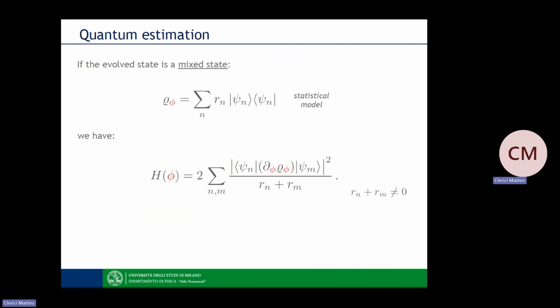Finally, to complete this brief introduction to quantum estimation theory, single parameter at least, if you have a mixed state, then you have your statistical model, you can evaluate your quantum Fisher information this way, and also sometimes it's useful to use this numerical equation to obtain numerically your quantum Fisher information. This is especially useful when you have experimental data.